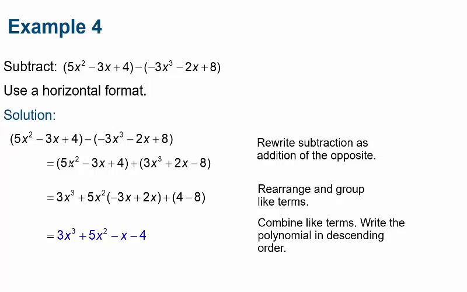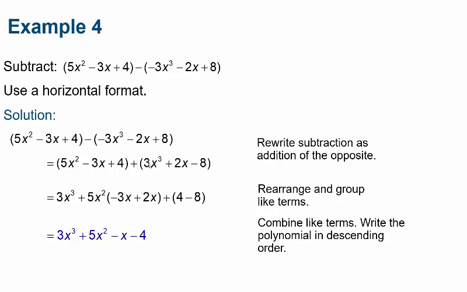So the first polynomial stays the same. I'm going to change this subtraction to addition, and I'm going to distribute. So minus minus, look, becomes a positive here. Minus minus, again, becomes a positive. And then minus positive becomes a negative. So now I'm ready to go.